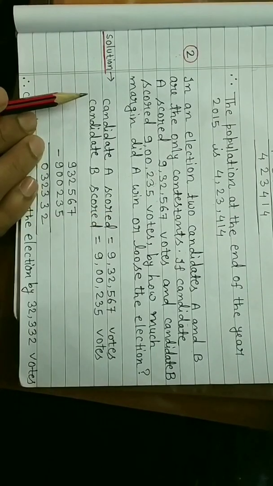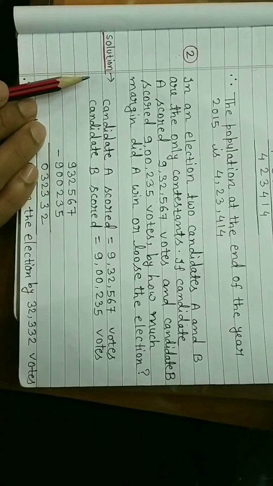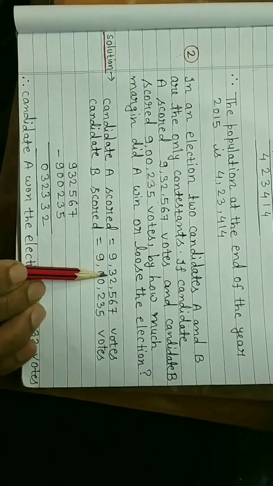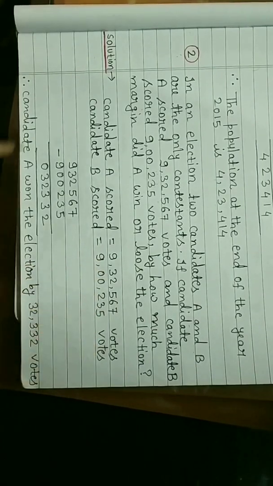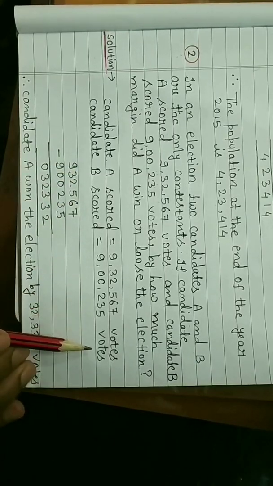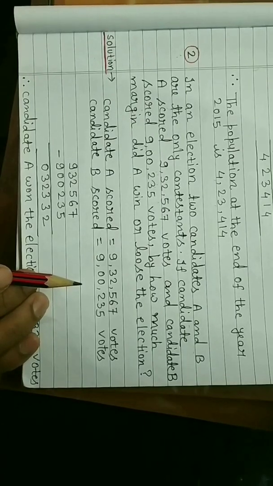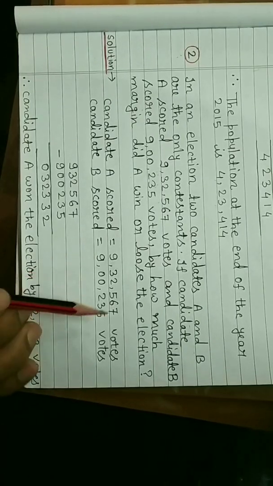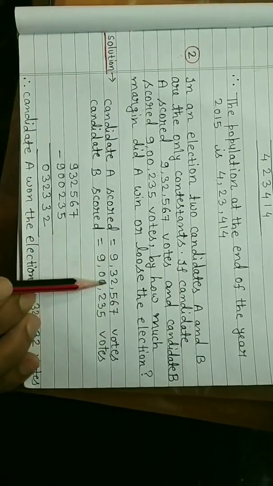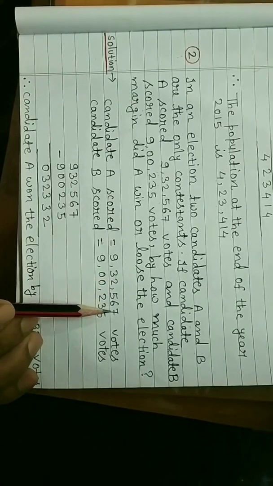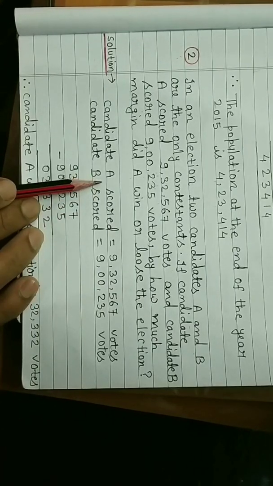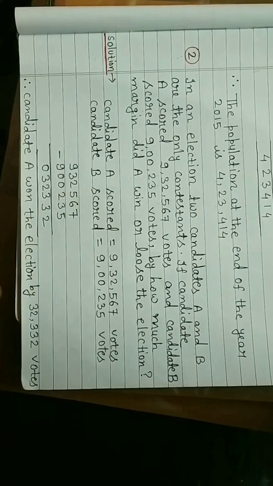Okay, so the solution is here. First we will write candidate A scored 9,32,567 votes and candidate B scored 9,235 votes. Okay, so first we are going to compare these two numbers. As we know, 9,32,567 is greater, and this is the votes for candidate A. So in this case A won the election.